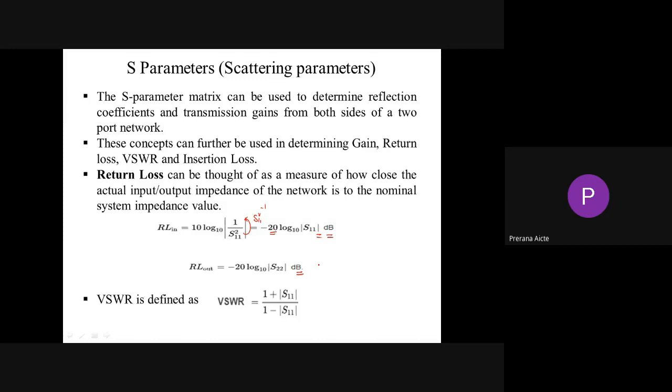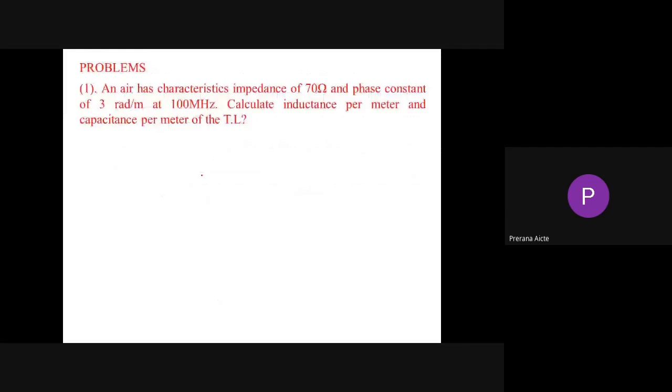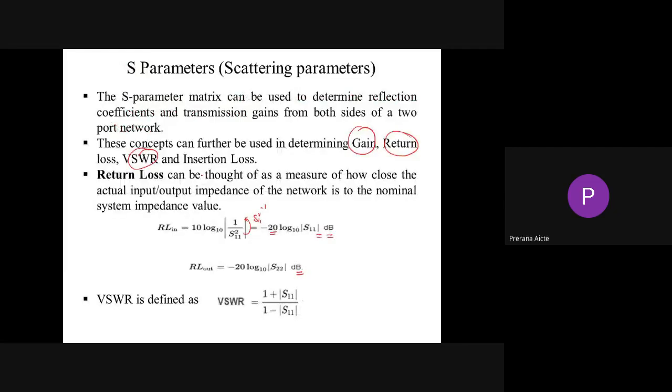Similarly, the VSWR is defined as follows. Once we know the reflection loss and S11, S12, S21 or S22, then VSWR is equal to 1 plus S11 divided by 1 minus S11. So you can calculate the gain, return loss and VSWR. These are the parameters you can find by using the S parameters.